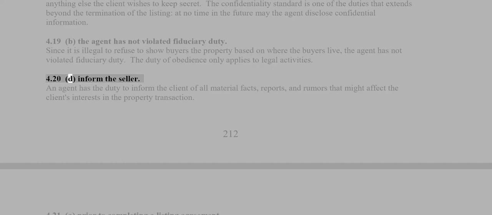4.20 d. Inform the seller. An agent has the duty to inform the client of all material facts, reports, and rumors that might affect the client's interests in the property transaction.